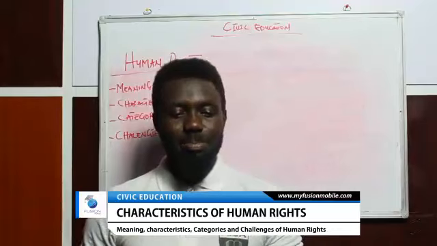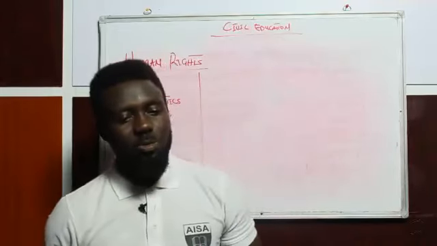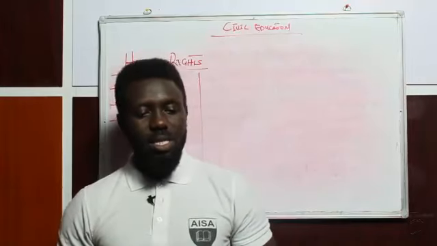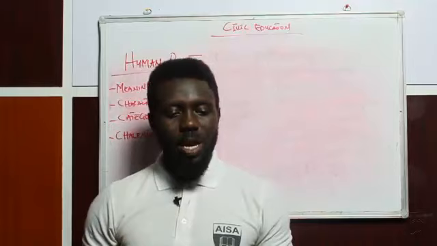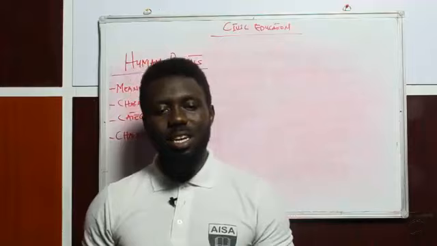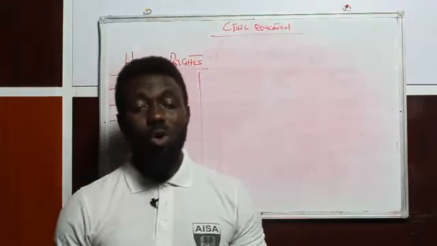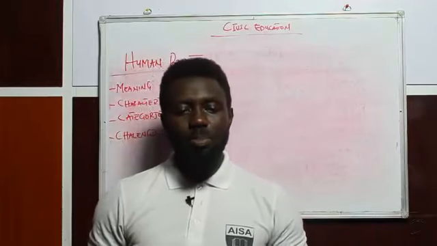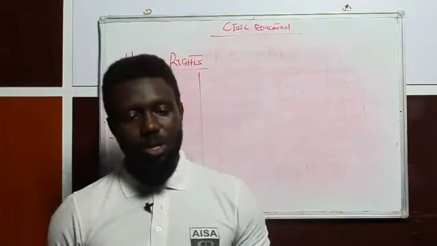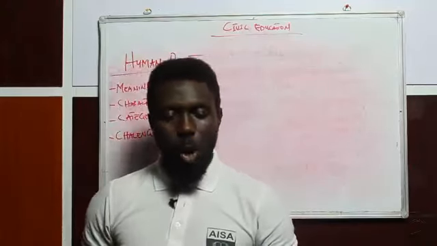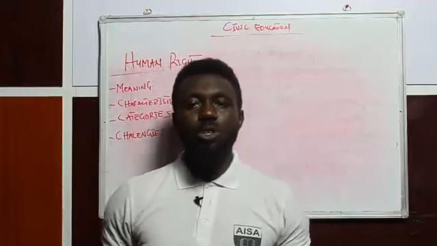Number two, human rights are inalienable. This means that they cannot be taken away from an individual and they cannot be given away or forfeited. Number three, indivisibility. Human rights are indivisible. They are not capable of being divided, whether they are civil and political rights, or economic, social, or cultural rights. Number four, interdependent. Number five, inherent. And number six, fundamental. All these are characteristics of human right.